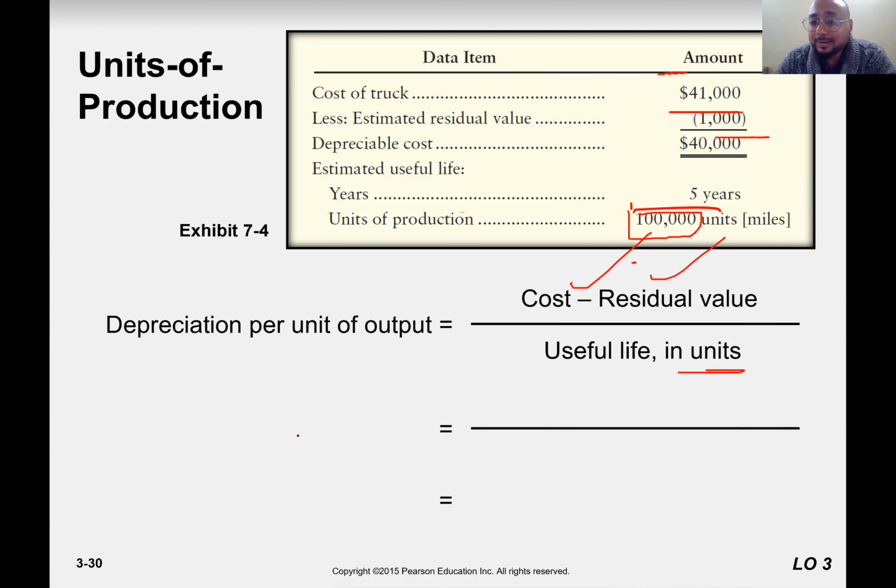So you see here, what is the angle? Prorata. It's like the percentage according to the time. But with the units method, the prorata is like the percentage according to the total amount.